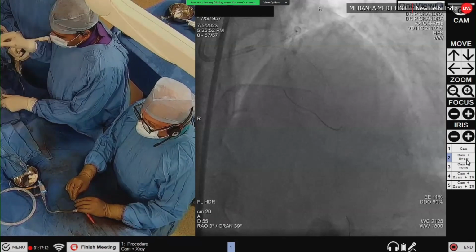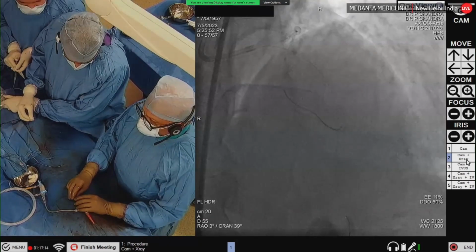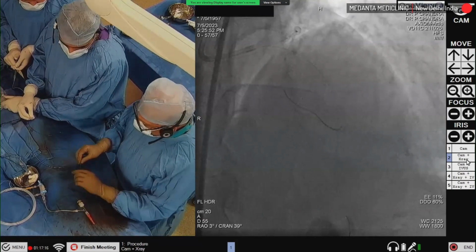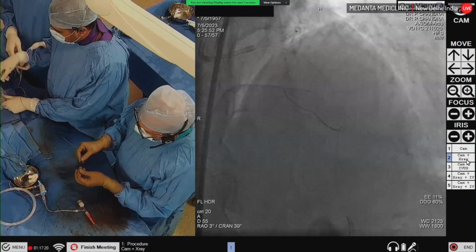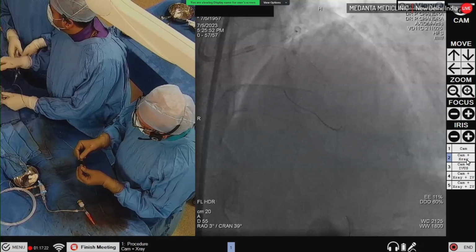So his blood pressure and heart rate, everything seems to be stable. And we are ready with the OCT now. Correct?